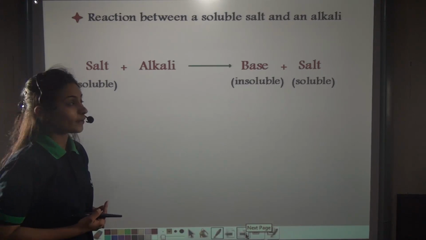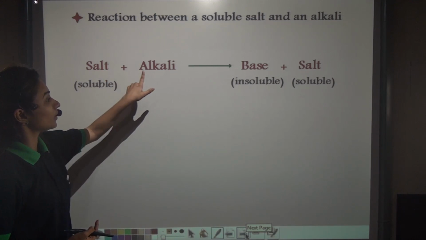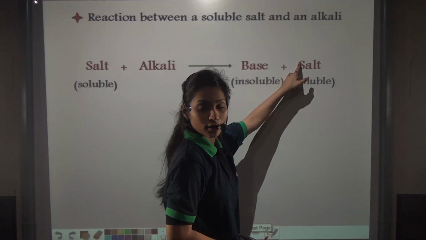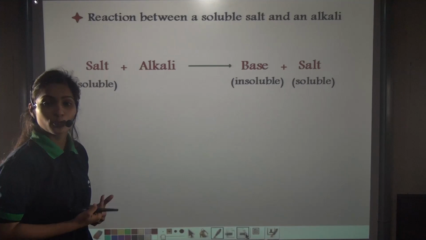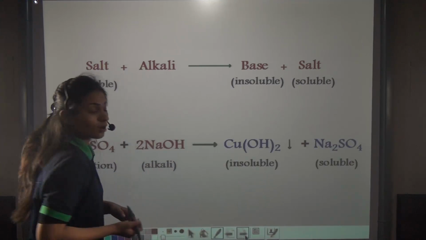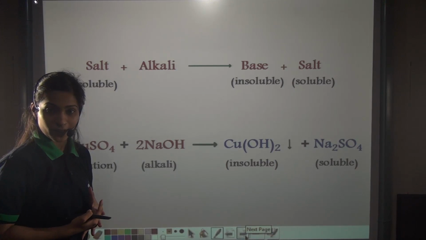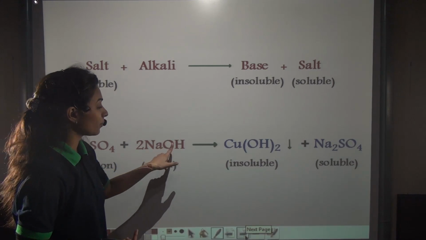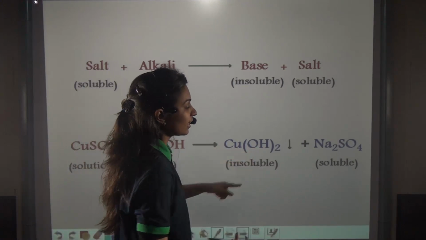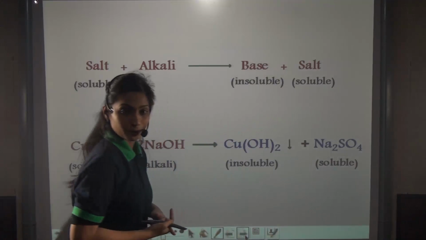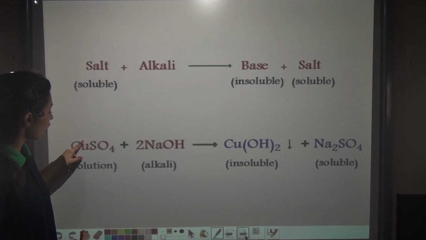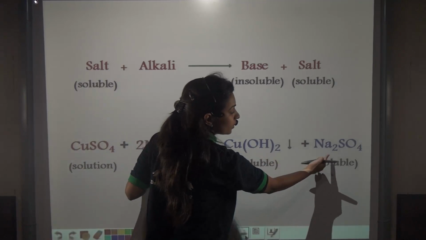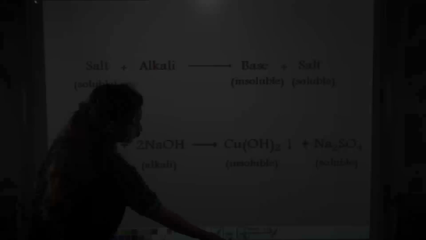Similarly, there is one more property, that when you react a salt with an alkali, it will give you an insoluble base and a soluble salt. Now again, let's conduct an experiment to prove this. First of all, let me tell you what reaction will take place in the experiment. Copper sulfate when reacted with sodium hydroxide will give you copper hydroxide plus sodium sulfate. So what you can see is, when a salt reacts with an alkali, it gives you an insoluble base and a soluble salt. So let's see the experiment.